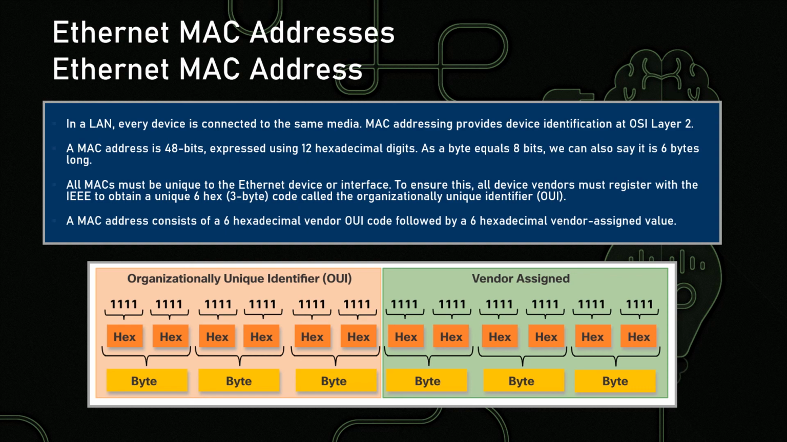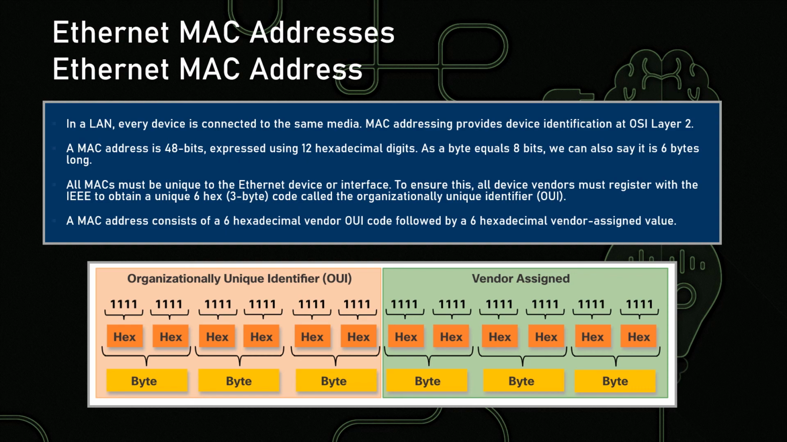A MAC address is 48 bits long, expressed in 12 hex. As a byte equals 8 bits, we can also say it is 6 bytes in length. All MACs must be unique to the device or interface, and to ensure this, they have a two-part generation system for all network interface cards.